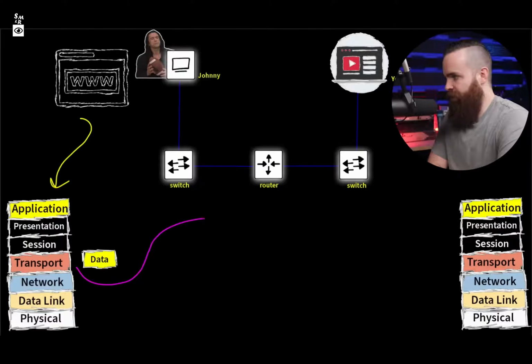I gotta send it to the next layer, which might be shipping. Do I use UPS? Do I use USPS? Do I use FedEx? DHL? Who's gonna take it for me? What method am I going to choose? How am I going to transport it? Transport layer, ha, see that? And with the transport layer, instead of choosing a shipping carrier, we're gonna choose a protocol.